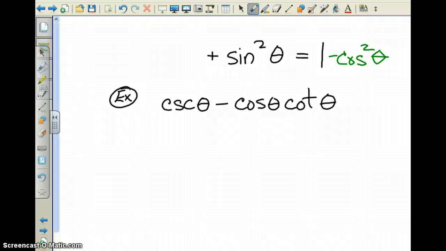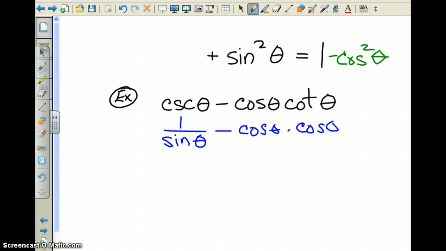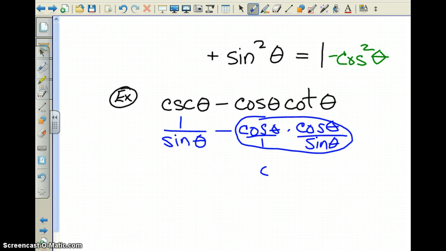So we're going to start plugging in our reciprocal or quotient identities. So cosecant is the same thing as 1/sin. Cos we're going to leave as cos. And cot we're going to use cos theta over sine theta. Now, following order of operations, I need to multiply before I subtract. So when I multiply cos times cos over sin, that's going to be cos squared theta over sin theta.